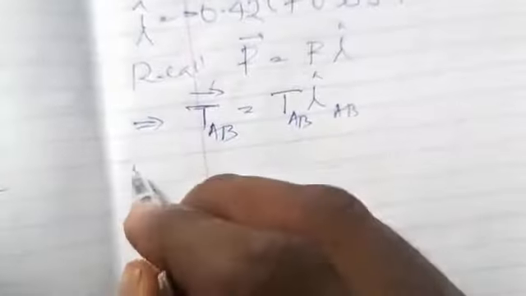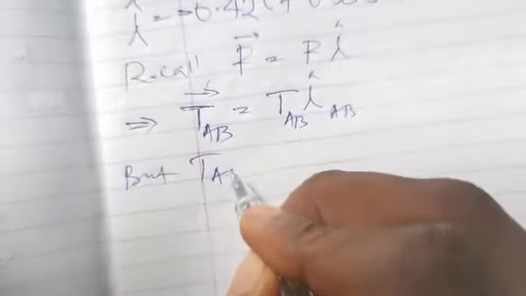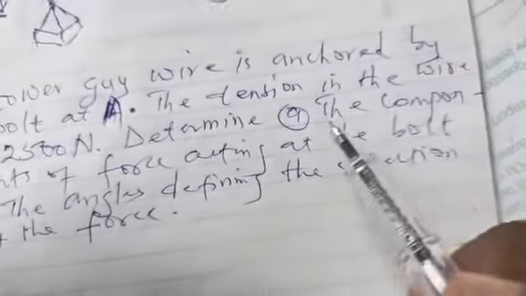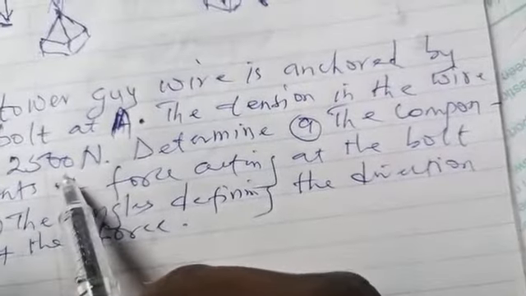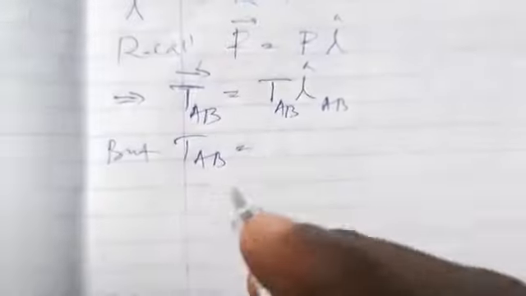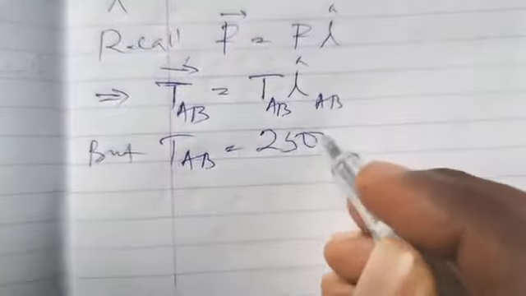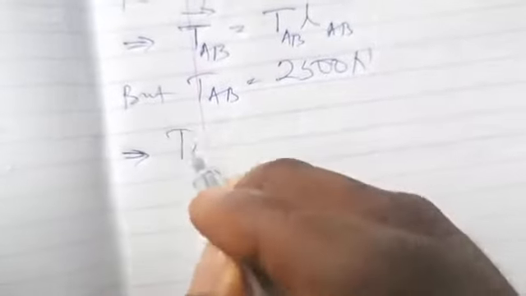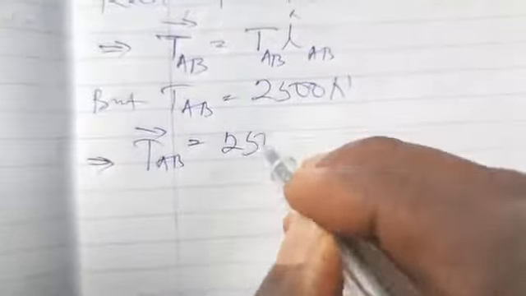Remember, we were given that the tension in cable AB is equal to 2500 from the question. So the tension in the cable is 2500 newtons, already given to us. It now implies that TAB is 2500 newtons. That's the magnitude.